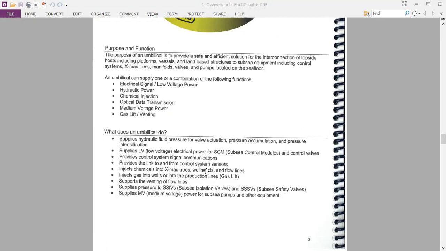All right. Then also to inject chemicals into our Christmas tree, our wellhead, and our flow lines. So when do we need to inject chemicals in our Christmas tree, our wellhead, or our flow lines? When we have flow assurance issues. Yes. So what are the things that can cause flow assurance issues? Carbonates, scales, hydrates, corrosion. Okay, so you are very correct.